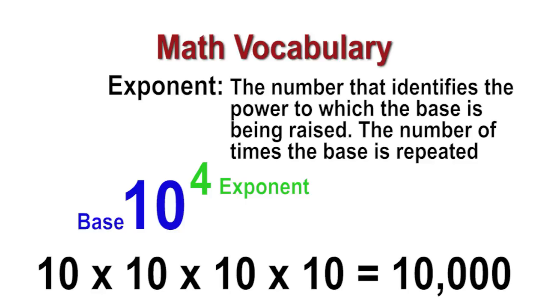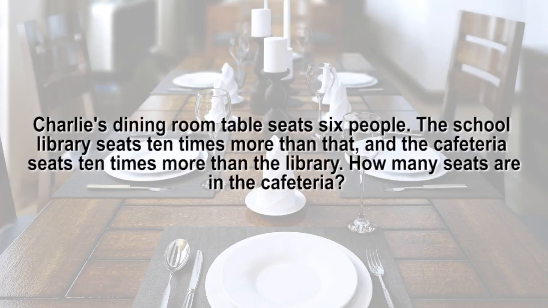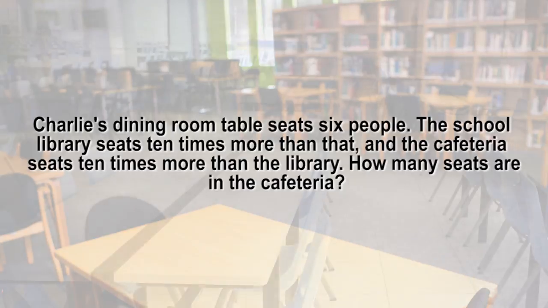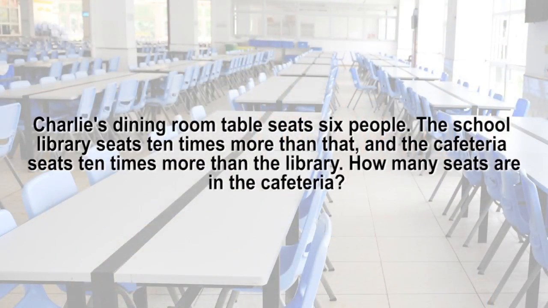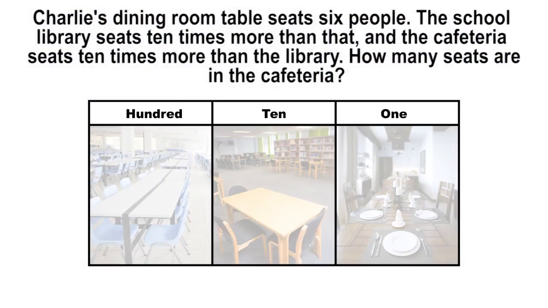Let's begin with a problem that would involve multiplying by powers of 10. Charlie says his dining room table at home seats 6 people. He says that the school library seats 10 times more than that, and the cafeteria seats 10 times more than the library. How many seats are in the cafeteria? This is a problem that we need to break into smaller steps.